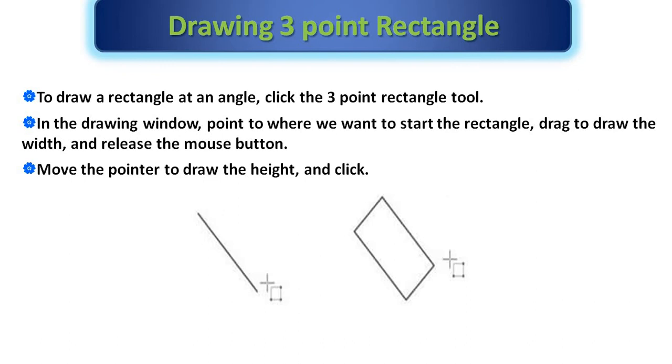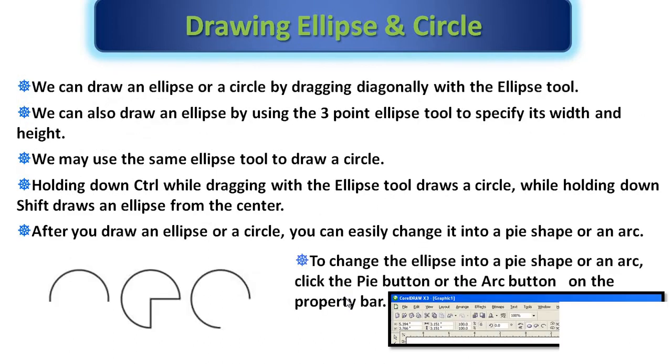Next, drawing the 3-point rectangle. We may also use this 3-point rectangle to draw a rectangle at an angle. In the drawing window, we have to point to a place where we want to start the rectangle, and we have to draw the width of the rectangle. We just have to drag the mouse pointer and release it, and next we have to move from this point to some other place and a rectangle will appear.